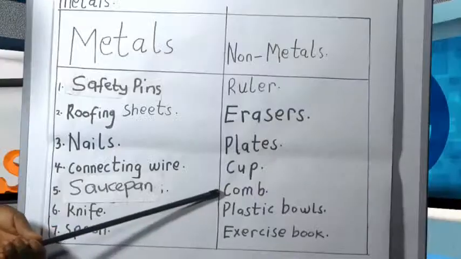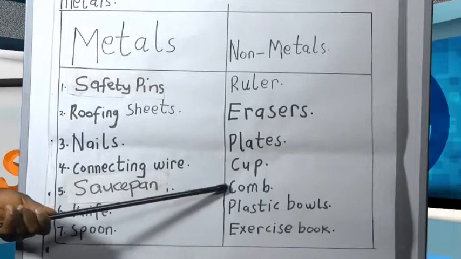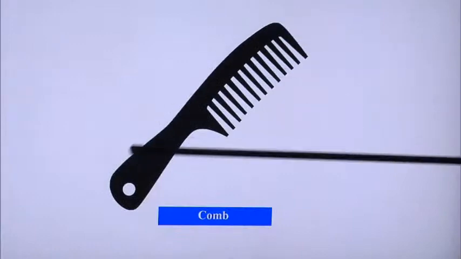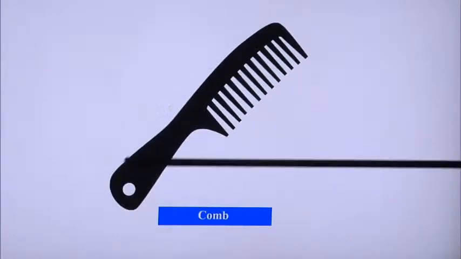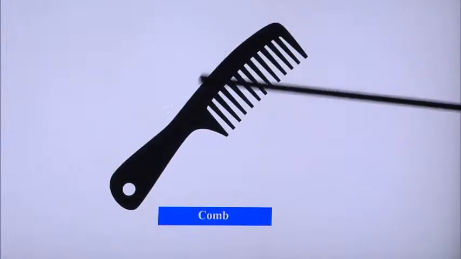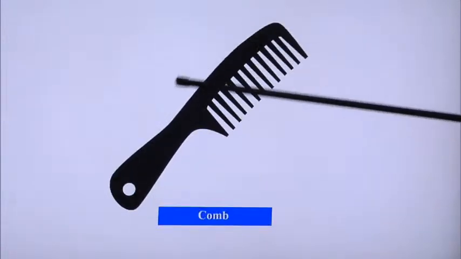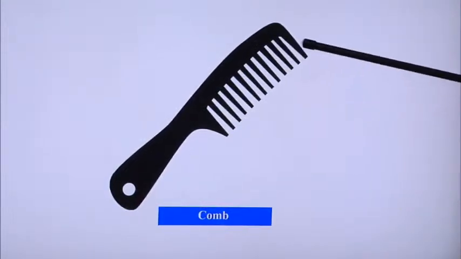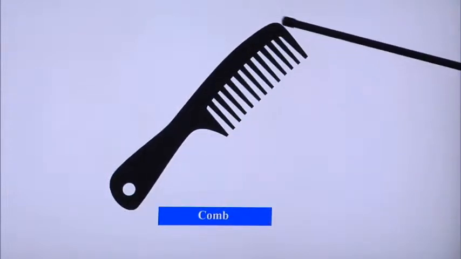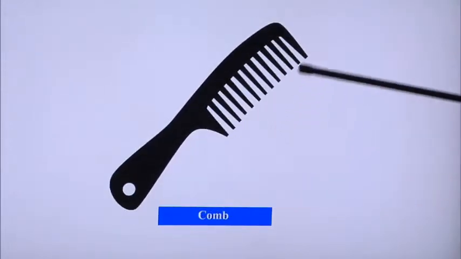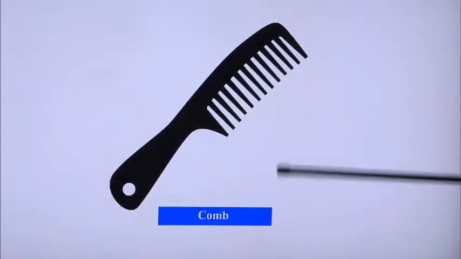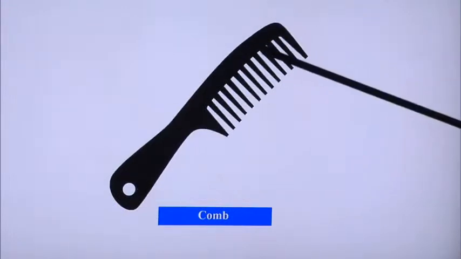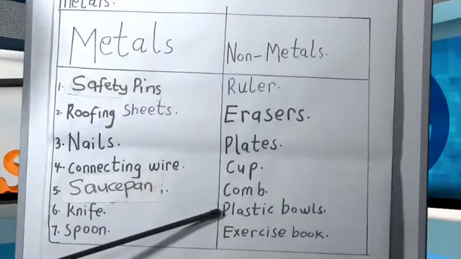We have another one, comb. Let's have a look at the picture of a comb. I hope most of you use this comb in your house to comb your hair. When your hair is bushy, you use the big comb to comb your hair. Now this comb is made from plastic. It is made from what? Plastic. And it is what? A non-metal. So a comb is a non-metal made from plastic. Let's look at the next one.